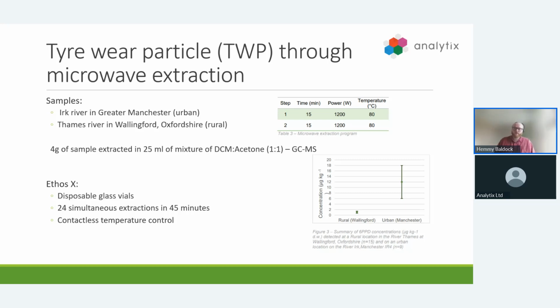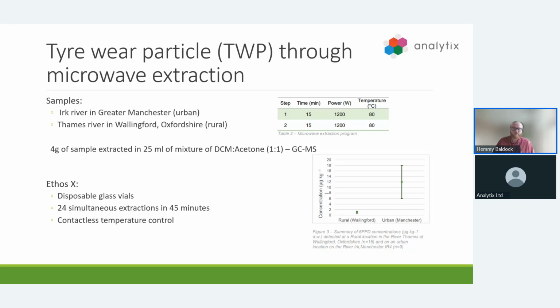The recovery results obtained on the recovery standard in every sediment were excellent, with the mean recovery being 95.8%. The results of the extraction of the 2 types of sediment can be seen in figure 3 in the bottom right-hand corner of the slide. And as you would expect, the rural site concentration of 6 PPD detected was substantially lower than that of the urban site. The concentration of 6 PPD at the urban site detected was 12 micrograms per kilogram, while at the rural site it was 1.02 micrograms per kilogram.